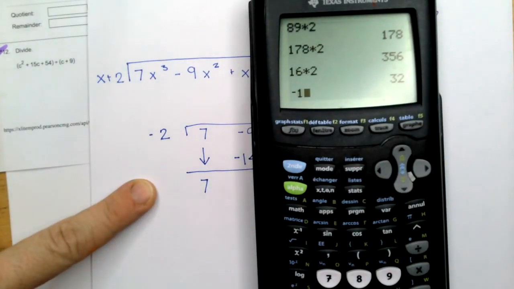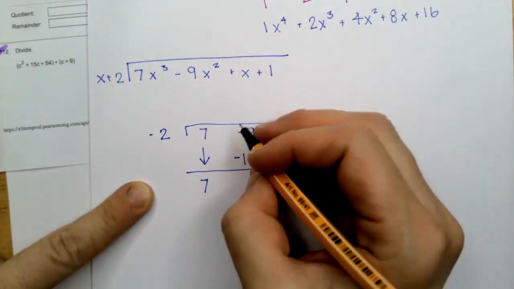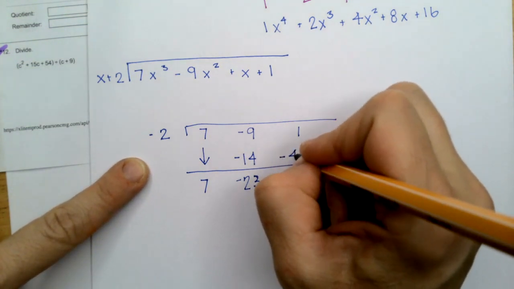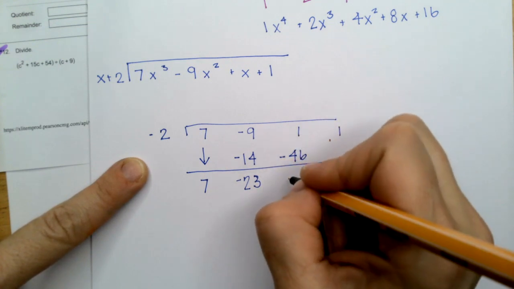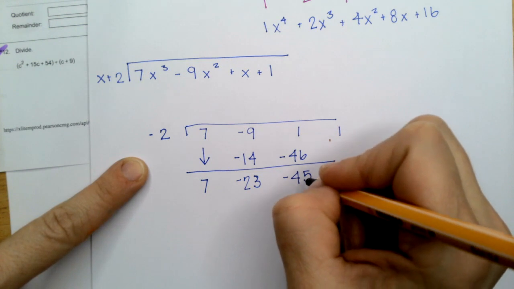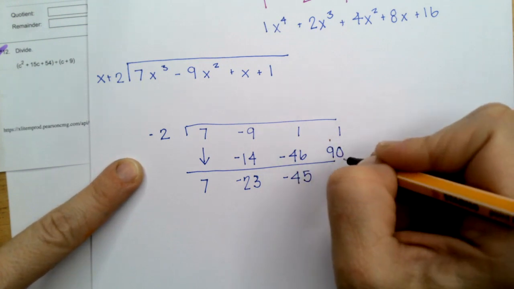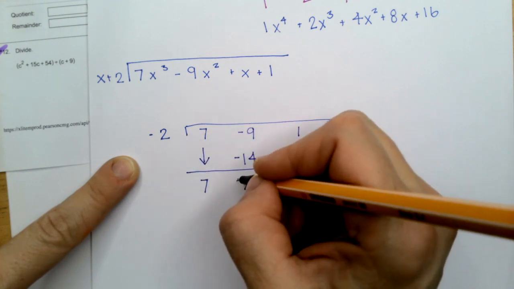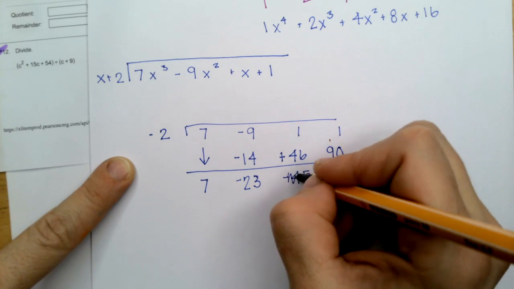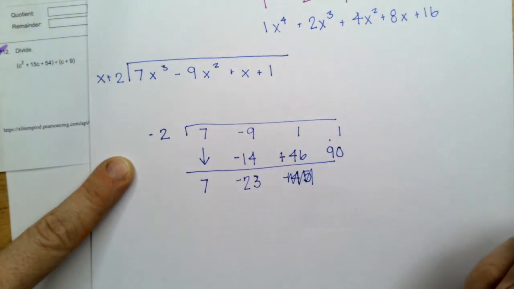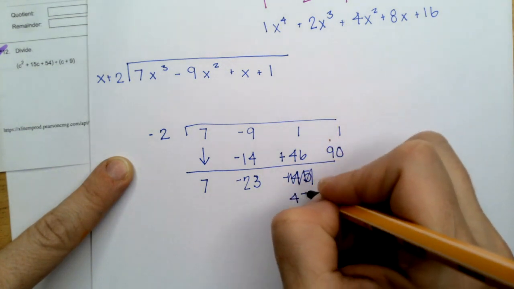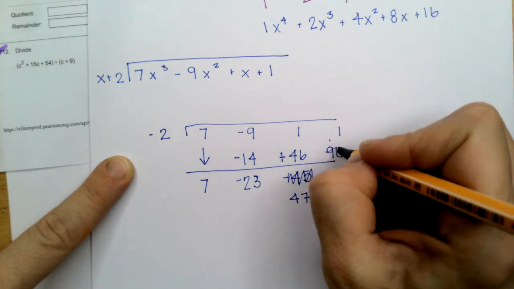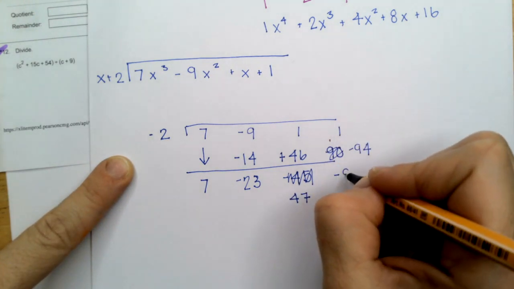Negative 14 plus, minus 9, negative 23 times 2, negative 46, plus 1 is a negative 45. Oh, sorry. 7 times a negative 2 is a negative 14. That's a negative 23. This is going to be a positive 46, right? Because we did negative 23 by a negative 2, so that negative times a negative is a positive. 46 plus 1 is 47. So 47 times a negative 2 is a negative 94. Plus 1 is a negative 93.